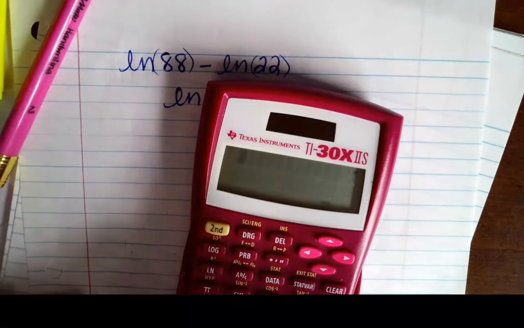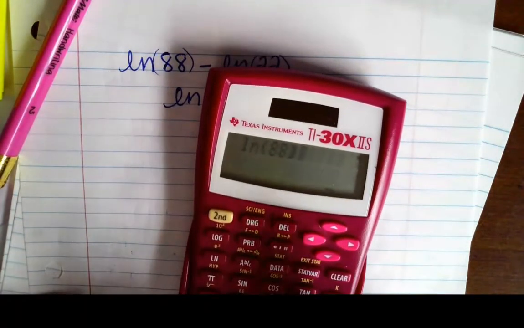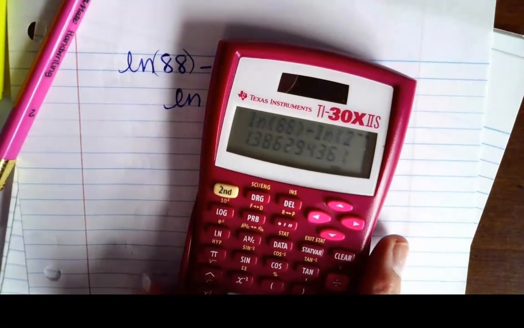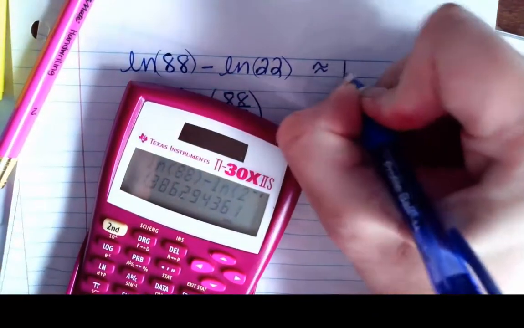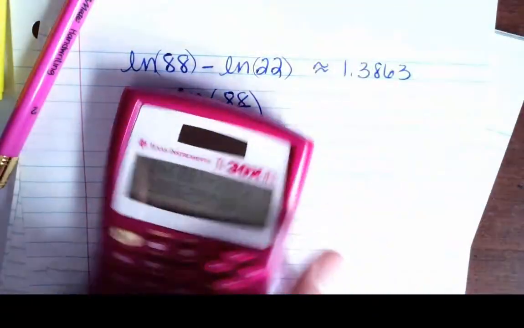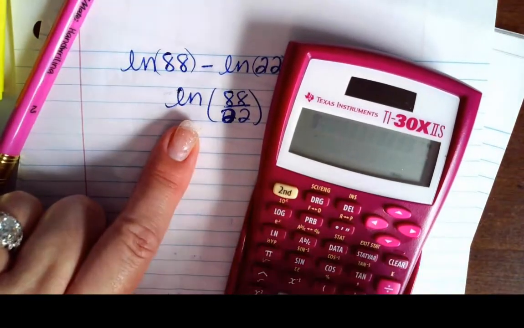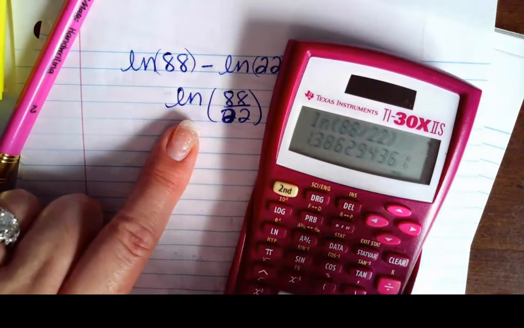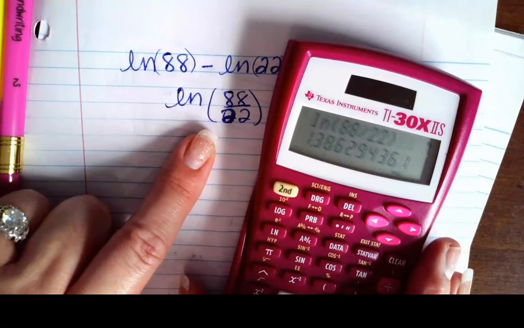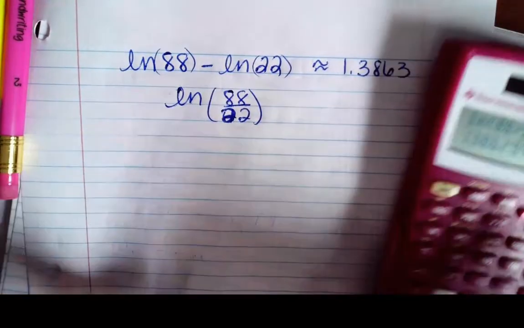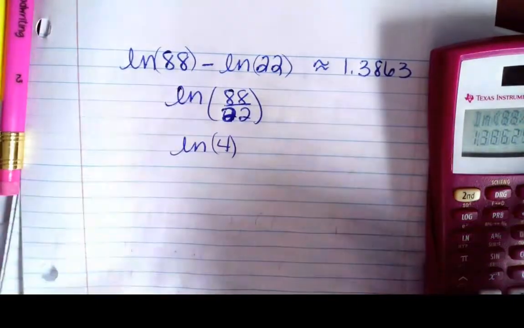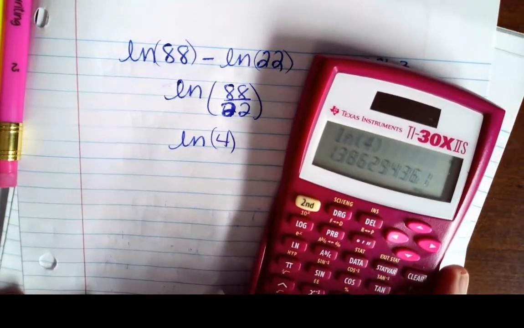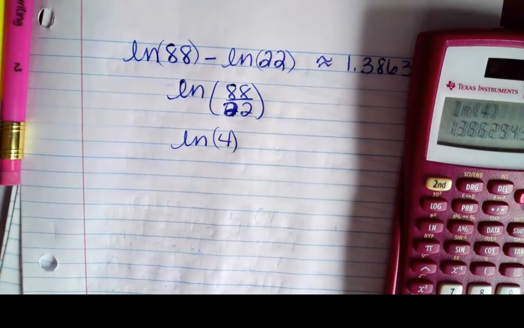Okay, so I can have the natural log of 88 minus the natural log of 22. That gives me 1.3863. And then what happens if I just rewrite it as a condensed logarithm? I would have the natural log of 88 divided by 22, which I could just put as the natural log of 4, because 88 divided by 22 is 4. So I get 1.3863. The natural log of 4 is 1.3863. Okay? So all of those will give you the same answer.